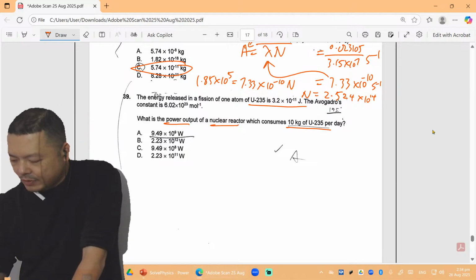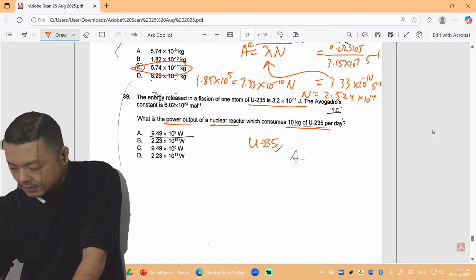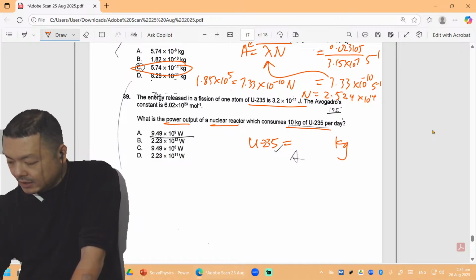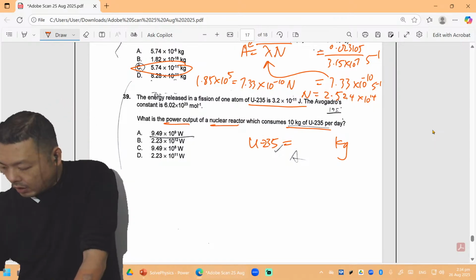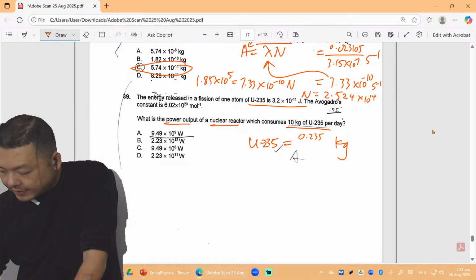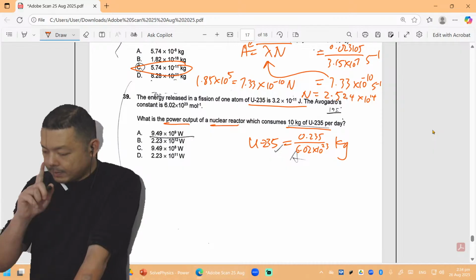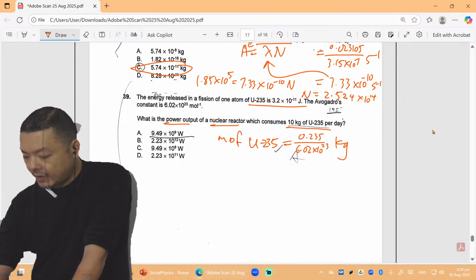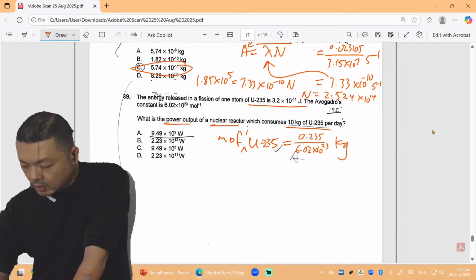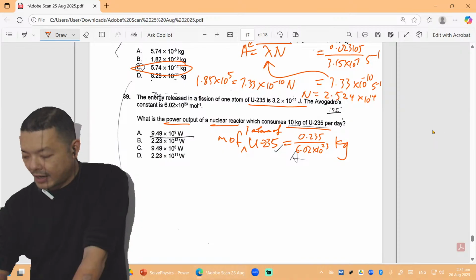So firstly, you had to find out the mass of uranium-235. How many kg is that? You can take 235 U if you want, or 0.235 kg divided by 6.02 times 10 to the power 23. You can do that. That's the mass of one particle, the mass of uranium-235, one atom, one nucleus.